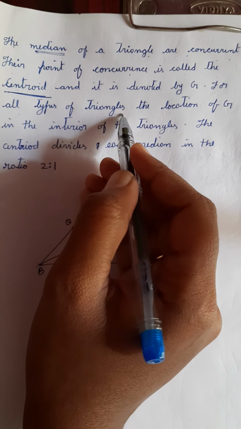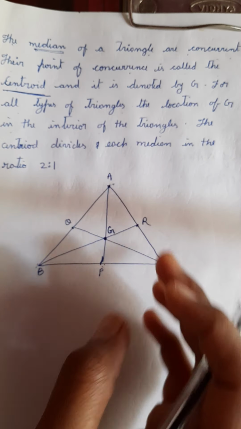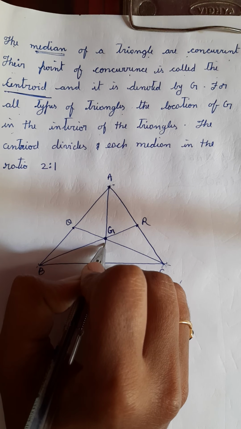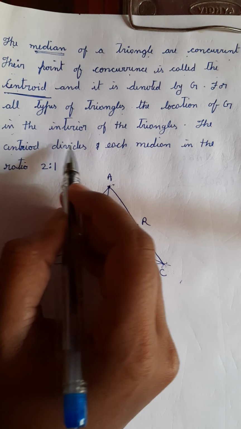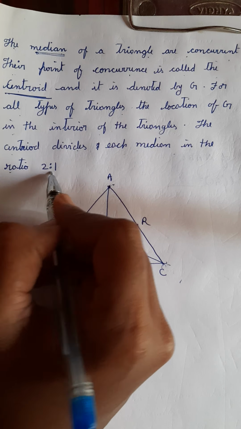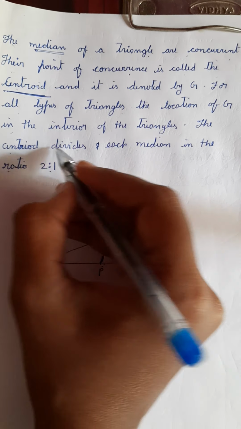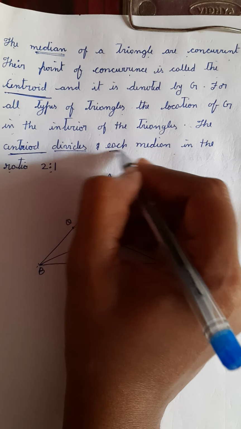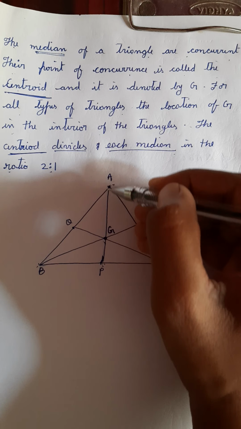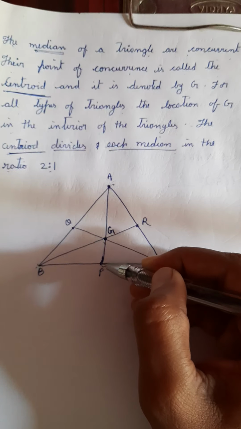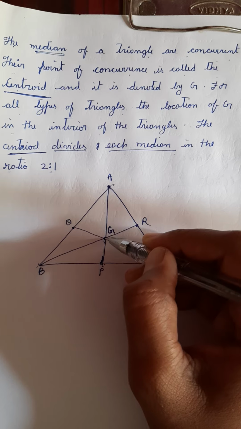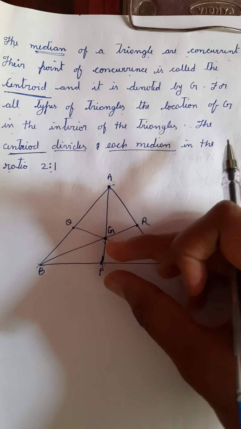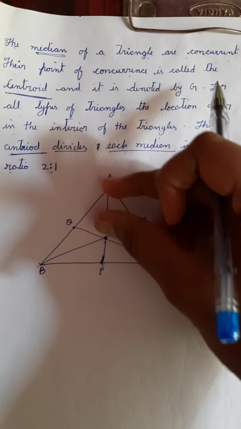Next, for all types of triangles, the location of G is in the interior of the triangle. In any triangle, G will be inside the triangle. The centroid divides each median in the ratio 2:1. The centroid G divides each median. For example, I will take the first median, that is AP. This point G divides this line into two parts. Which two parts? AG and GP.